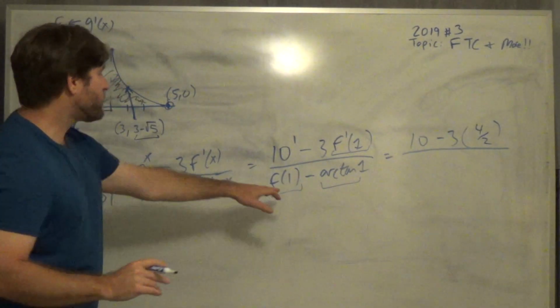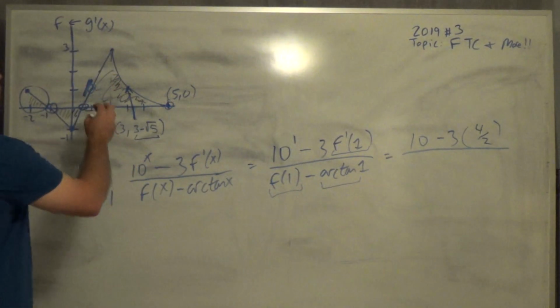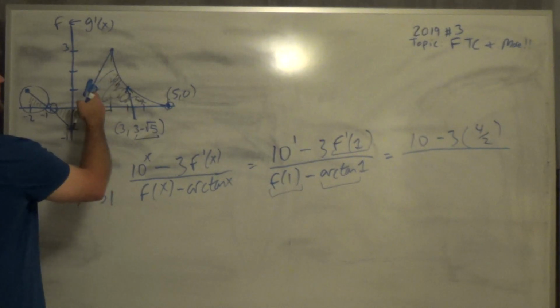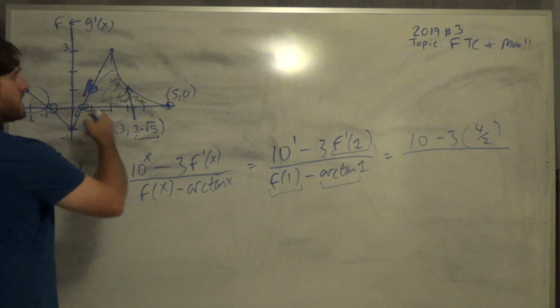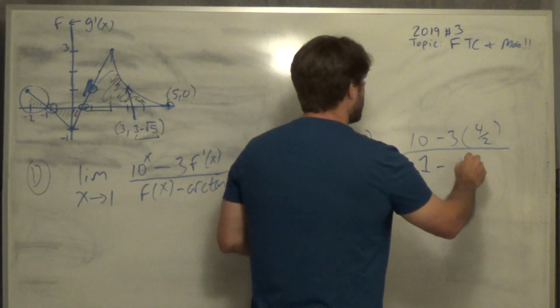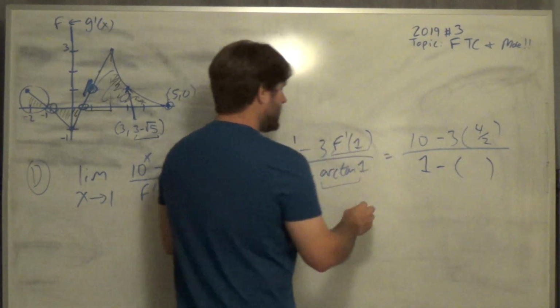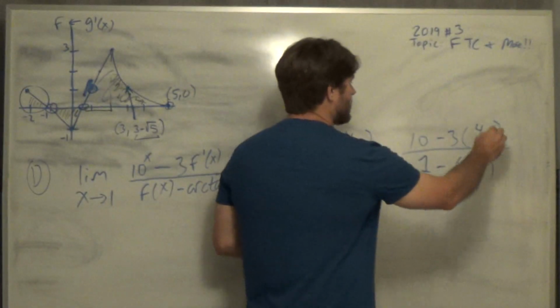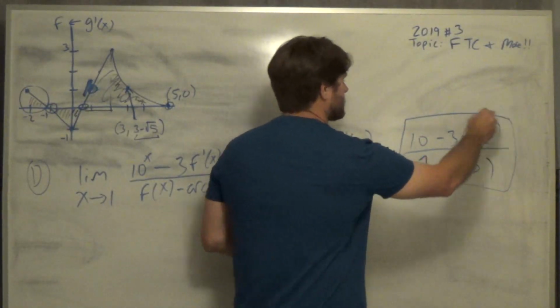f of 1. f of 1 is literally the ordered pair. What is the ordered pair at 1? Right here is the ordered pair (1, 1). So f of 1 is 1. And now we need to know what is arctan of 1. And arctan of 1 is 0. And we can leave the answer like this.